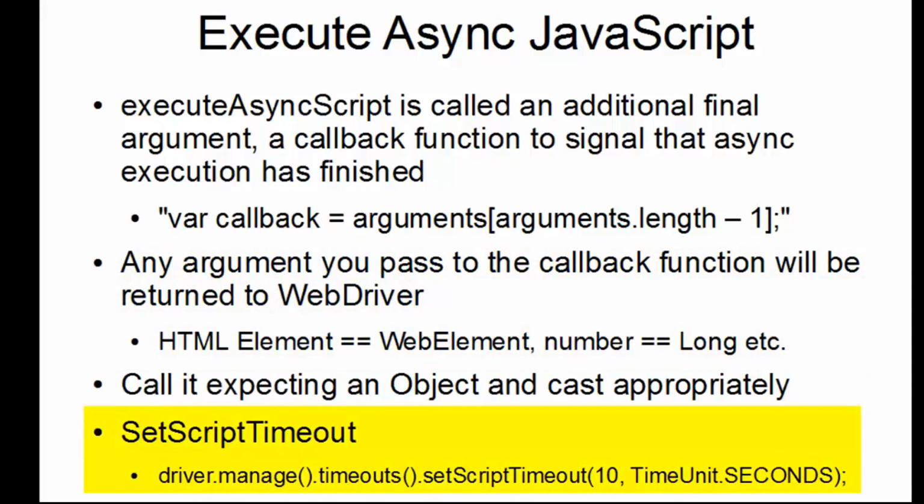Now before we execute async script, we have to make sure that we set the script timeout. Script timeout is set by default to 0. So if we do not set the script timeout, then our execute async JavaScript will immediately time out and it won't work. So make sure you set the script timeout before you call it. Now that's the basic theory for execute async JavaScript. Because the parameters are the same, there's just an extra argument that comes in and we have to call the callback.